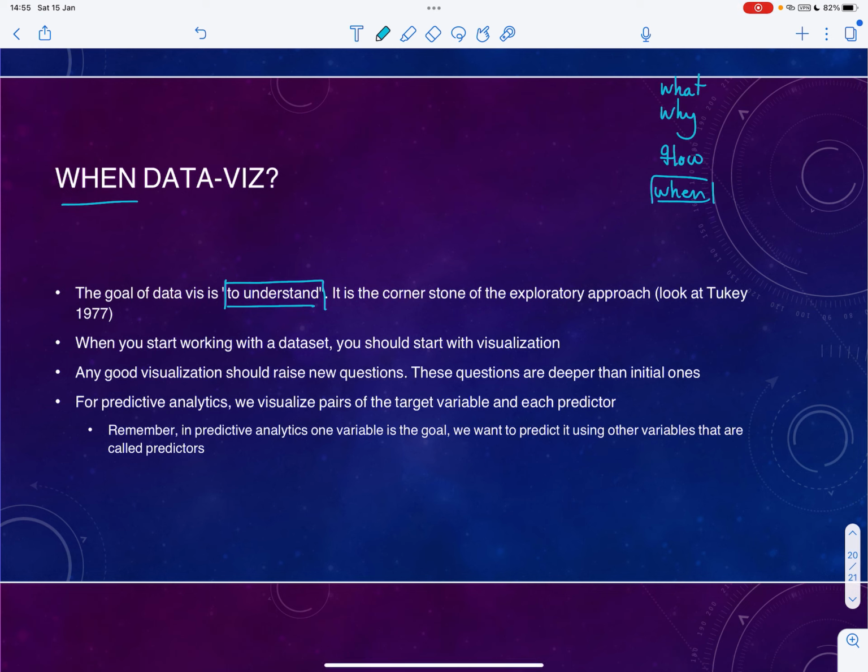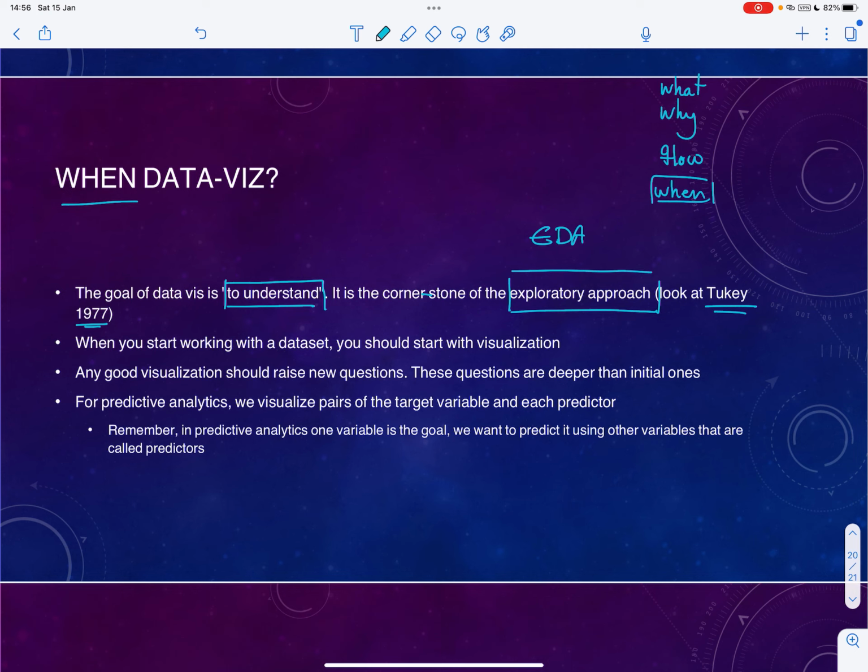It is the cornerstone of the exploratory approach, Exploratory Data Analysis, EDA. And who has been the first person that defined EDA and promoted EDA seriously? It was John Tukey. You can have a look at his 1977 book. It's a very seminal, important book. So the goal is to understand.